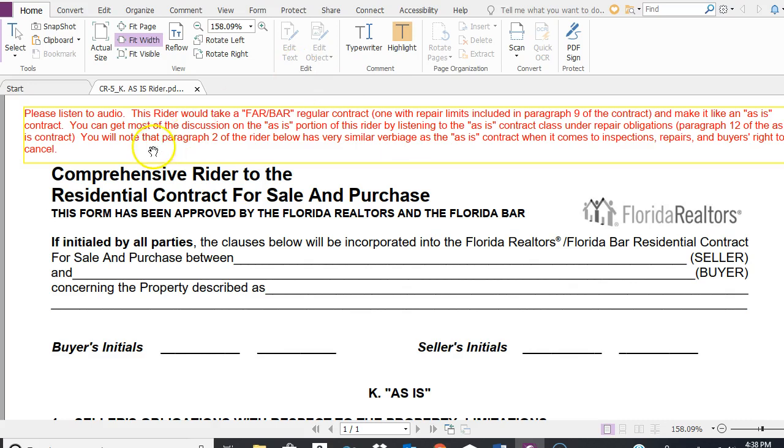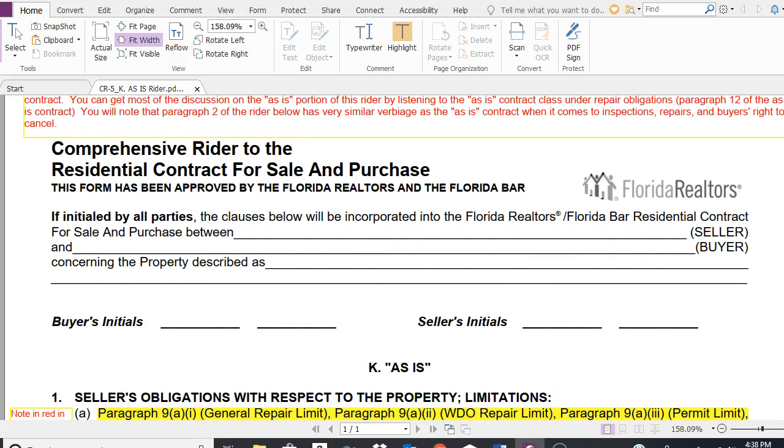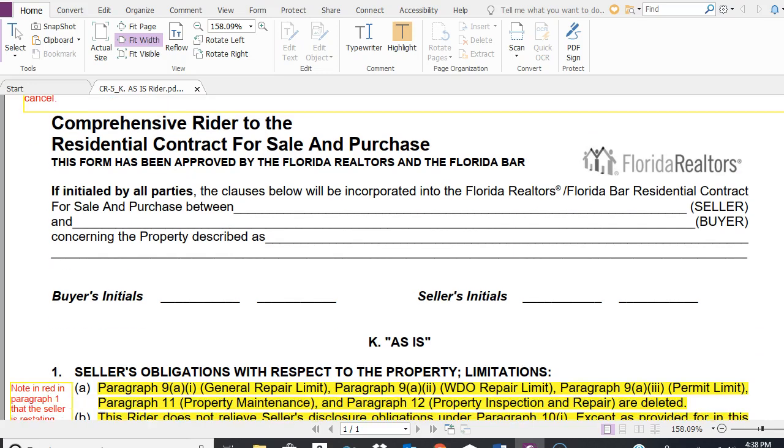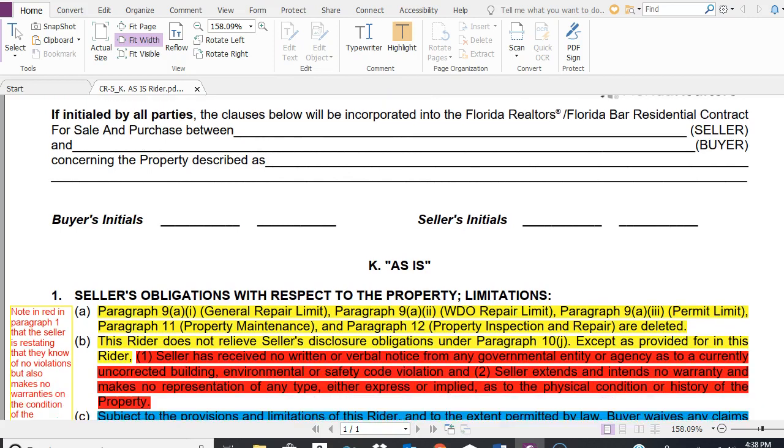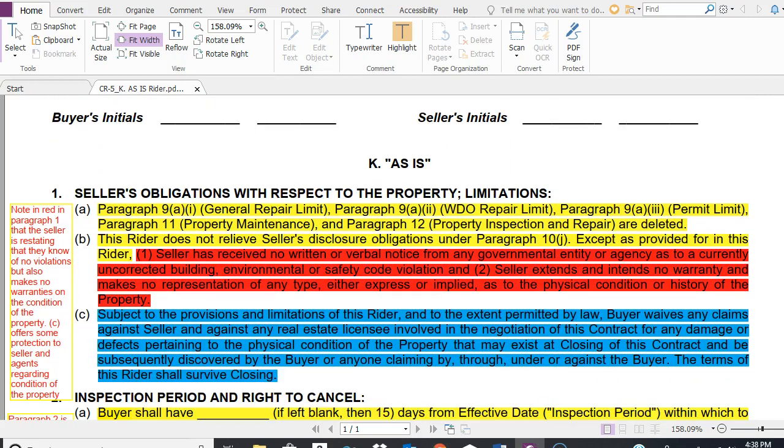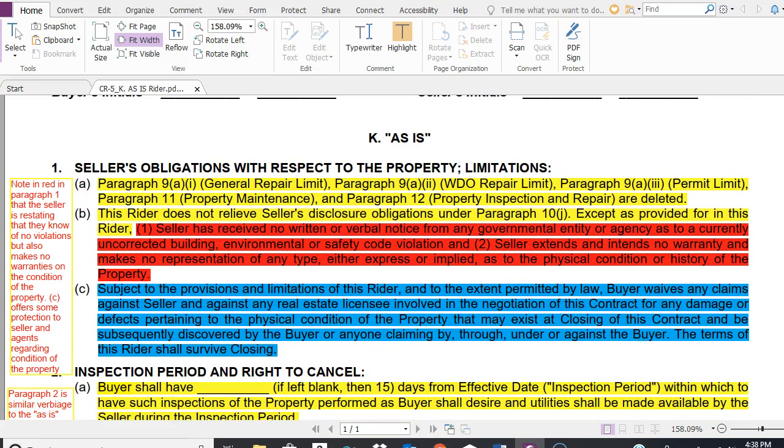All right, let's also note that paragraph 2 of the writer below has very similar verbiage as the as-is contract when it comes to inspections, repairs, and the buyer's right to cancel. If you want more details on the as-is portion of it, then you need to go back and listen to the as-is section of the as-is contract. I know there's a lot of as-is there, but that would be paragraph 12 of the contract class that we have recorded. Okay, let's go.